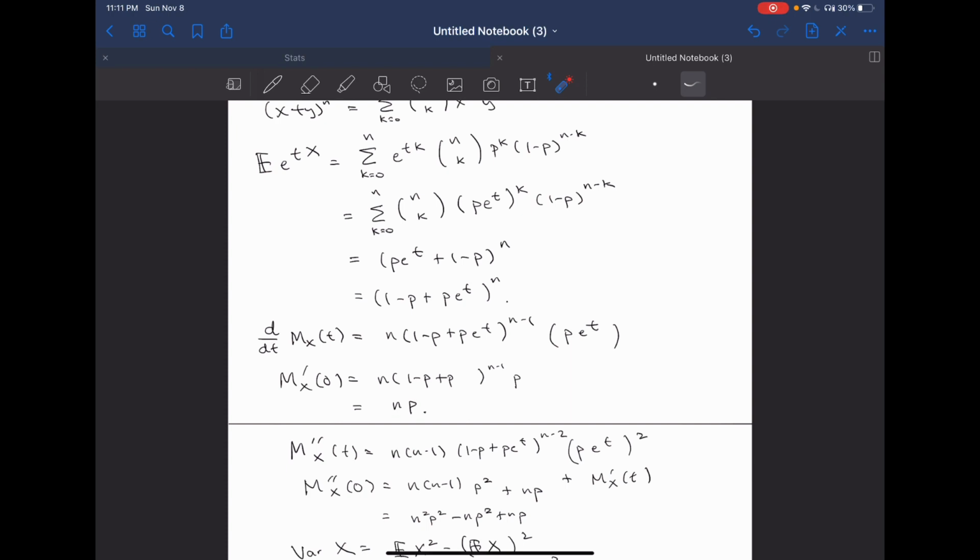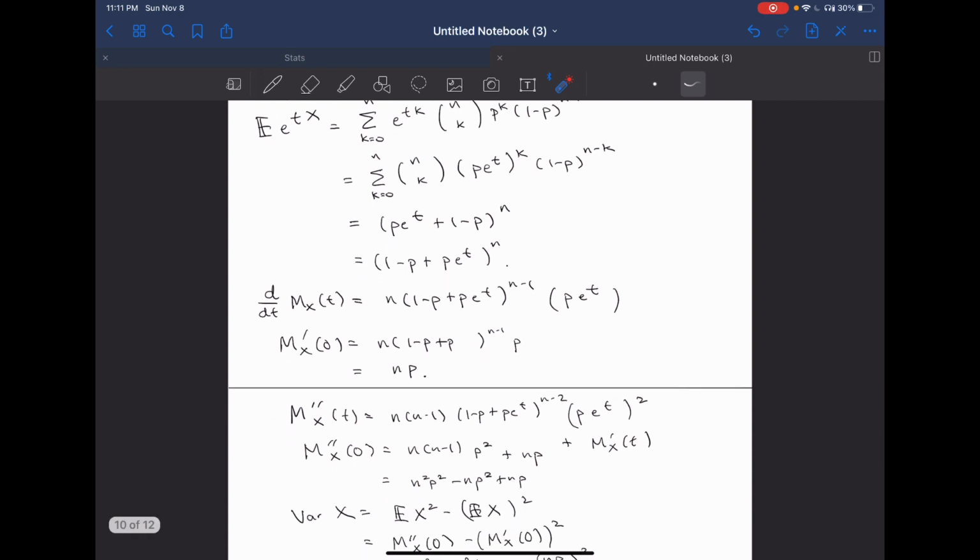One thing to comment is that this M prime of x at 0 is equal to the first moment, which is why we like the moment generating function. If we take the second derivative of the MGF and evaluate it at 0, then this is just 1, so we get n times n minus 1, and then this is 1, so we get this p squared. And then this is M prime of x of 0, and we already calculated that. That's just np. That's what we get.